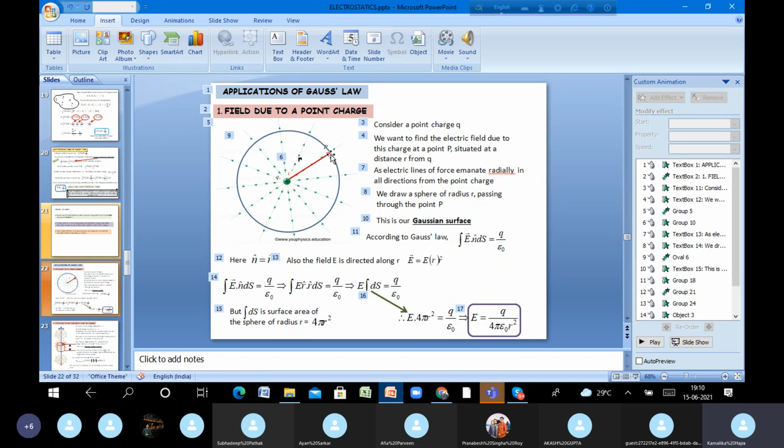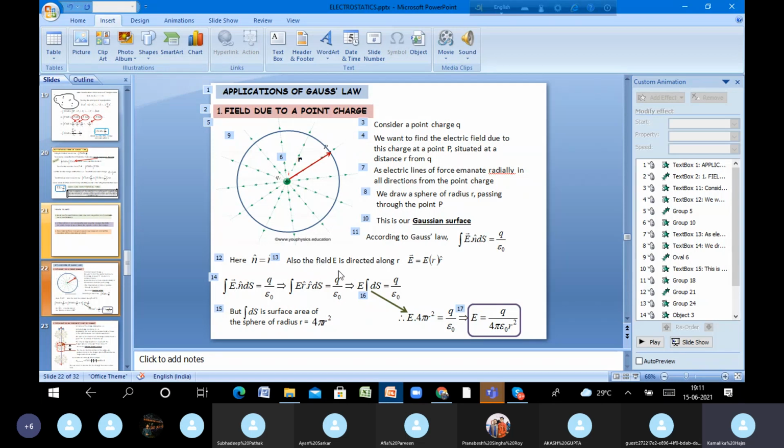The Gaussian surface that we draw is passing through the point P at which we want to find out the electric field. So the radius of this spherical Gaussian surface is r, that is the distance from the charge q at which we want to find out the field. Now we apply Gauss's law. First we have to find E dot n cap ds. Here n cap is along r cap because the surface is spherical, so at any point the normal will be along the radius. So n cap is equal to r cap.